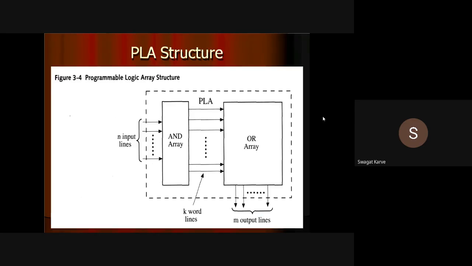Okay, now we will talk about the PLA, that is, programmable logic array. Now what is the speciality of this PLA? In case of this PLA, both are programmable. That means the AND array is programmable and the OR array is also programmable. So this is how the structure of a PLA looks.